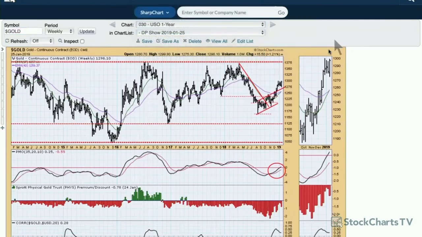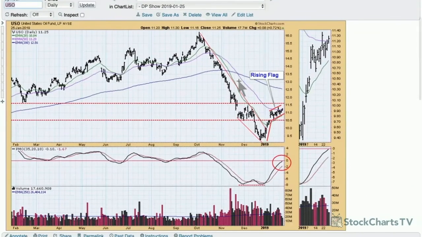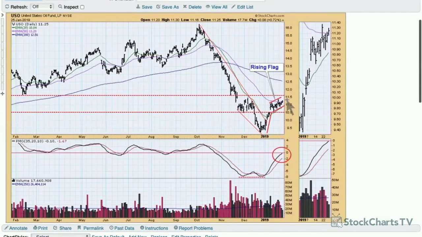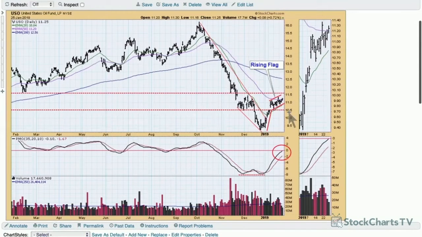Okay, let's head over to oil. Rising flag. I'm thinking a rising flag is weak. It's not really bullish, and I expect things to drop out of a rising flag. So I could see a pullback to about 10.10 to 10.50, and this is just a guess, but that's sort of what I would look at here.